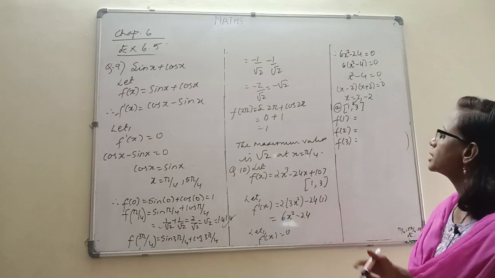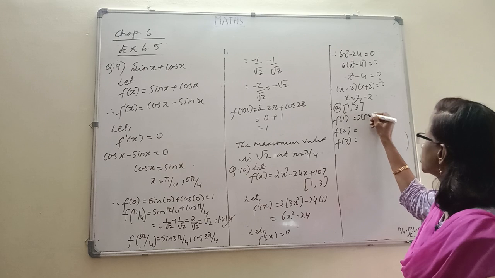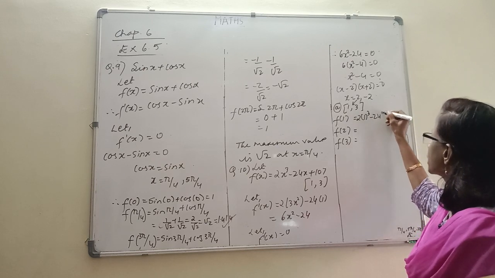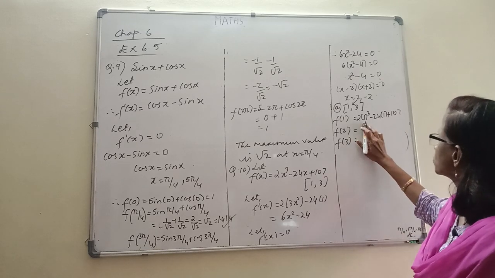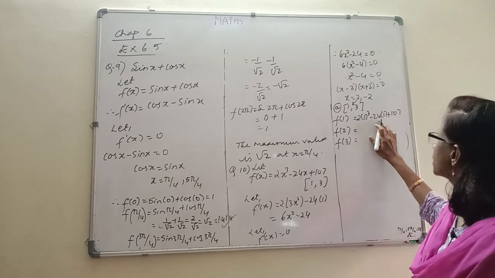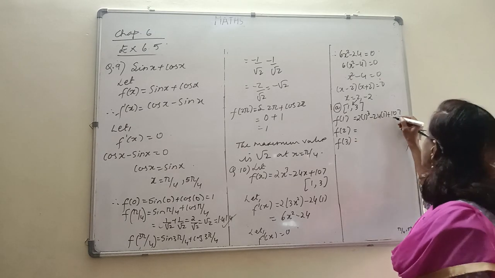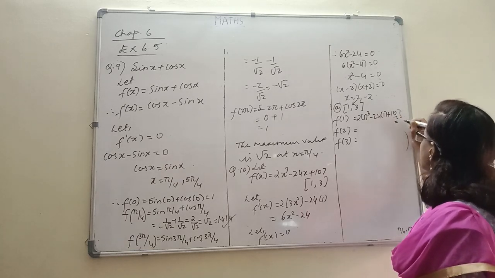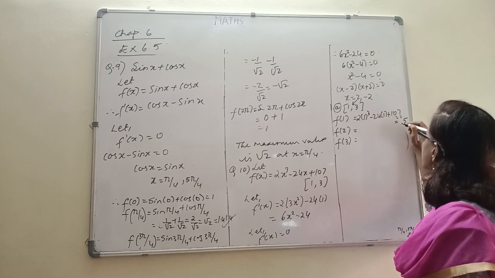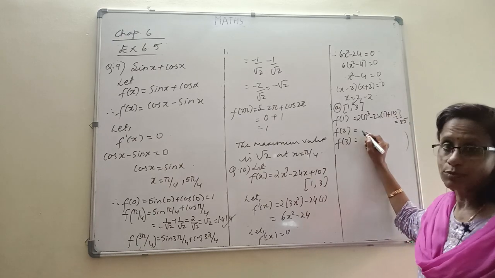So f at 1 means it's going to be 2 times 1 cube minus 24 times 1 plus 107. What is that value? It's going to be 2 minus 24, that's minus 22. So 107 minus 22, that is 85.